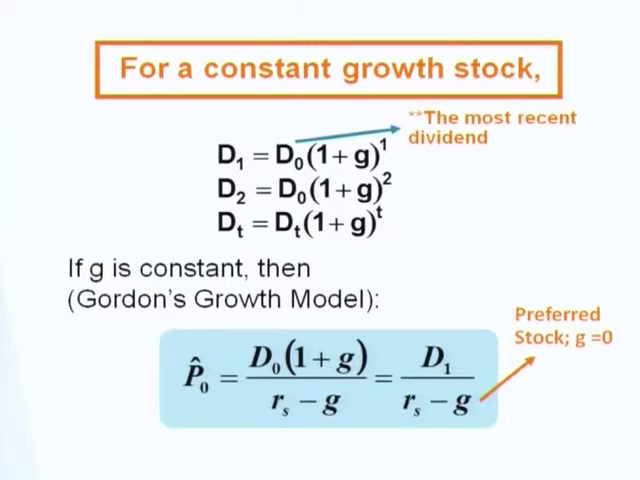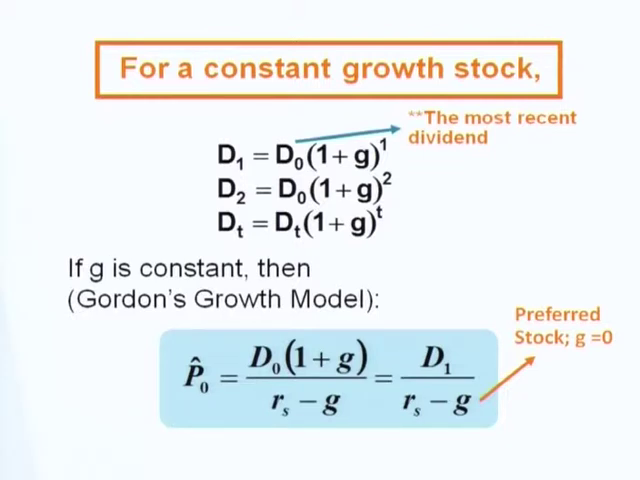So look at the Gordon growth model again. Before you use it, you have to make sure, number one, G is constant forever. Number two, RS is greater than G. You look at the model: if RS is lower than G, P0 will become negative, which is nonsense. So RS needs to be greater than G, and G needs to be constant forever.